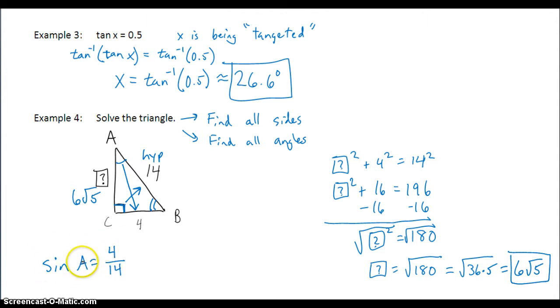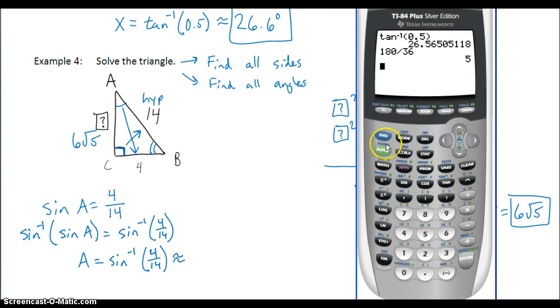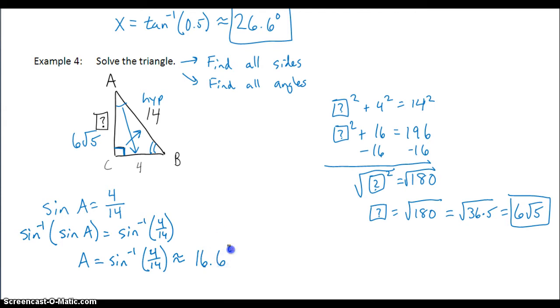Once I have this ratio set up, I need to solve for A. Now I don't want to cross multiply, I don't want to divide, I want to get rid of this sine. To get rid of this sine, I need to do the inverse of sine. So I'm going to inverse sine both sides of my equal sign. Inverse sine of sine, these two operations undo each other. I'm left with just A equals sine inverse of 4 over 14. Now I can use my calculator to approximate my value for A. Again, second sine gives me sine inverse of 4 over 14. I get approximately 16.6 degrees. So A is about 16.6 degrees big.